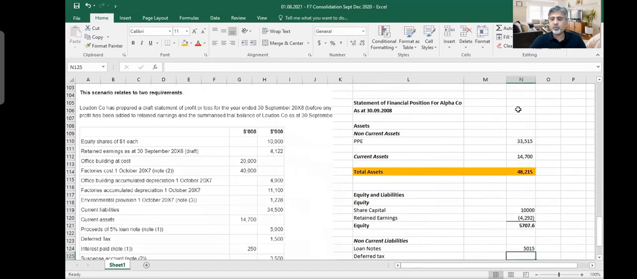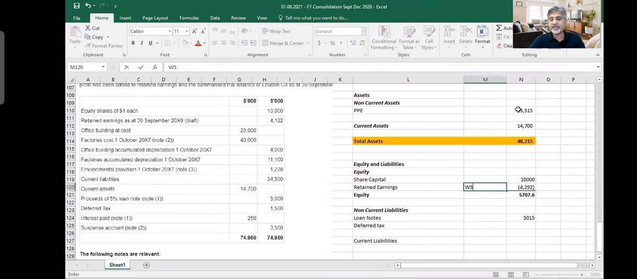And if you want, you can write down here working 5. You can call it working 1, something like this. Okay, non-current assets, maybe this is working 3. I'm not sure if working 2 or working 3, but you can write it down like this so that it becomes clear where you are taking the numbers from.